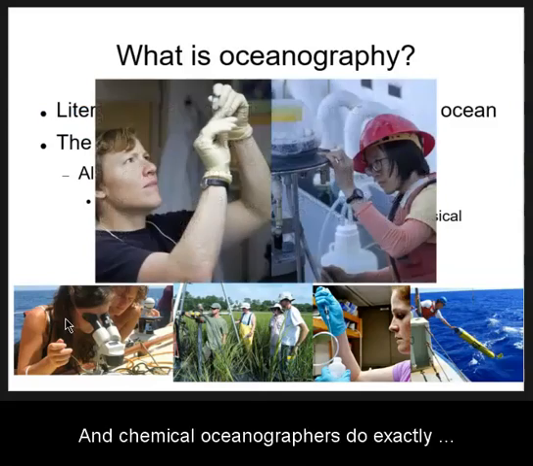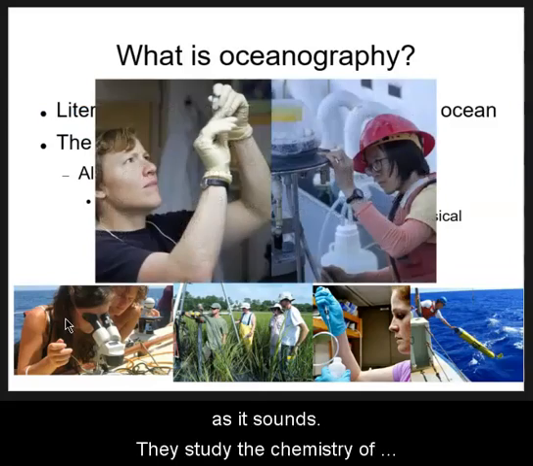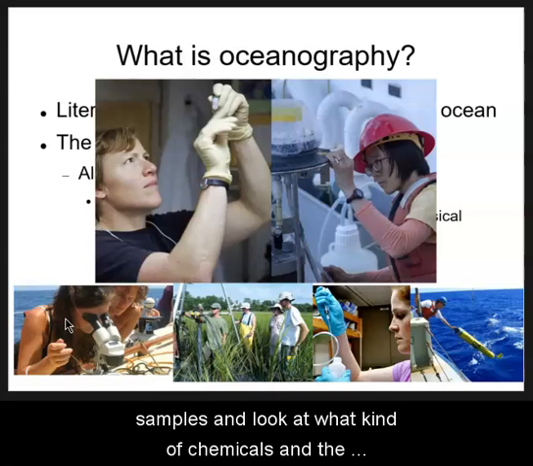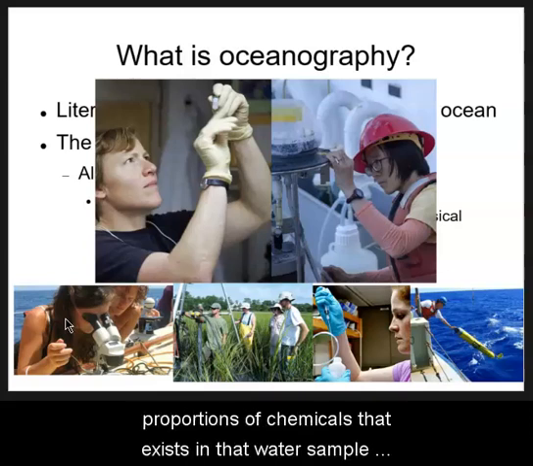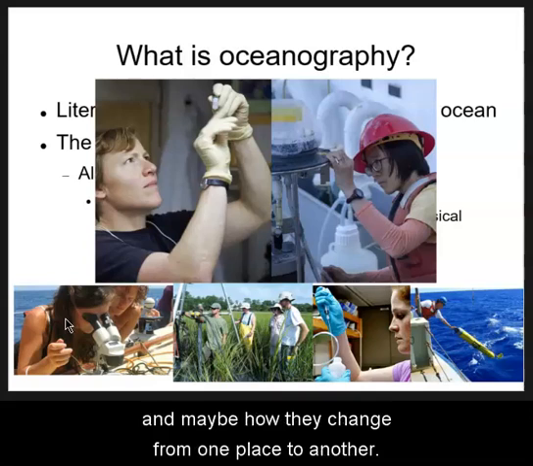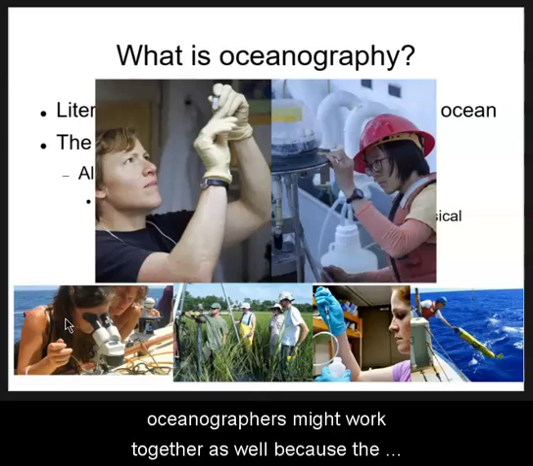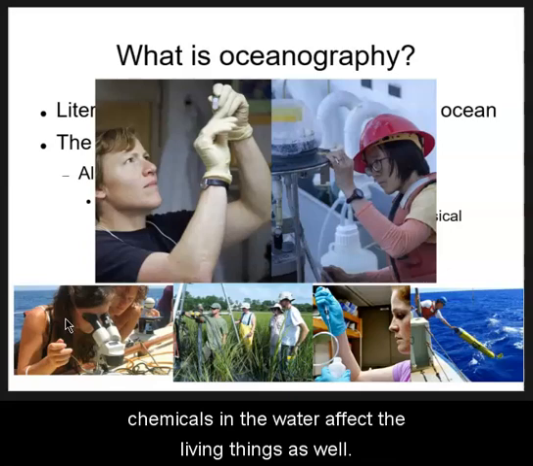And chemical oceanographers do exactly as it sounds. They study the chemistry of the water in the ocean. So they might take water samples and look at what kind of chemicals and the proportions of each chemical that exists in that water sample and maybe how they change from one place to another. But of course, biological oceanographers and chemical oceanographers might work together as well because the chemicals in the water affect the living things as well.